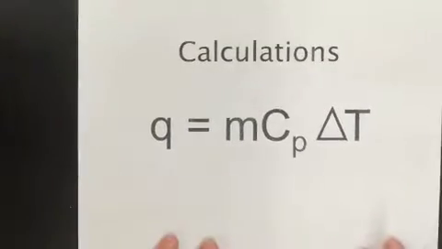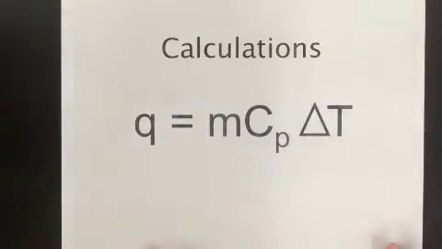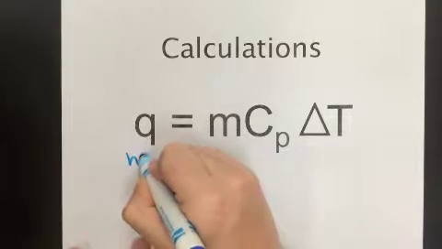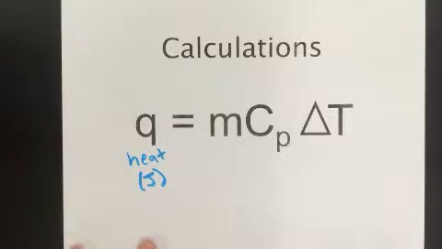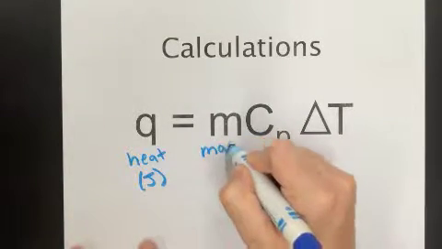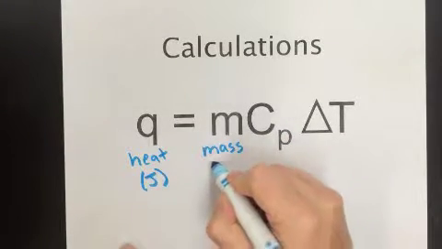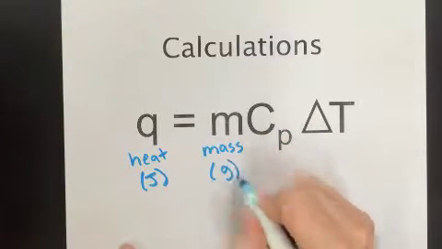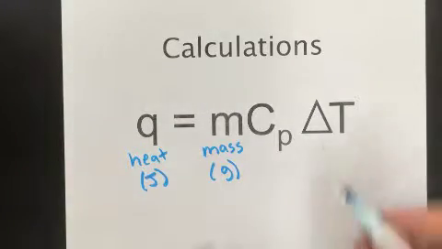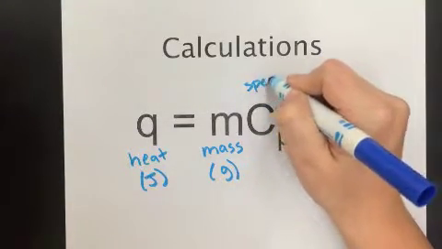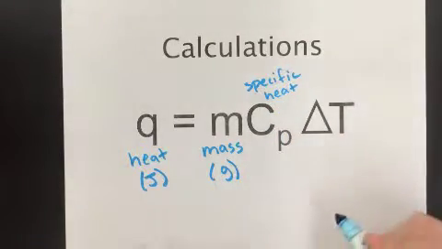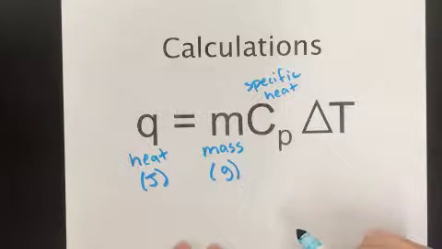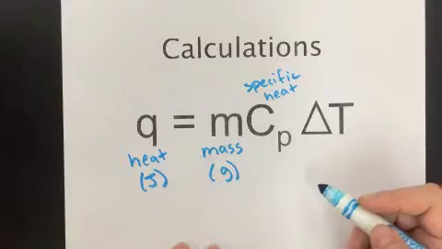Okay? So the math. This is our equation of the day. Q equals mCp delta T. Q stands for heat, which will always be in joules. M stands for mass, which should be in grams. Cp stands for specific heat. Okay? And it has a crazy unit of measurement at the end of it.